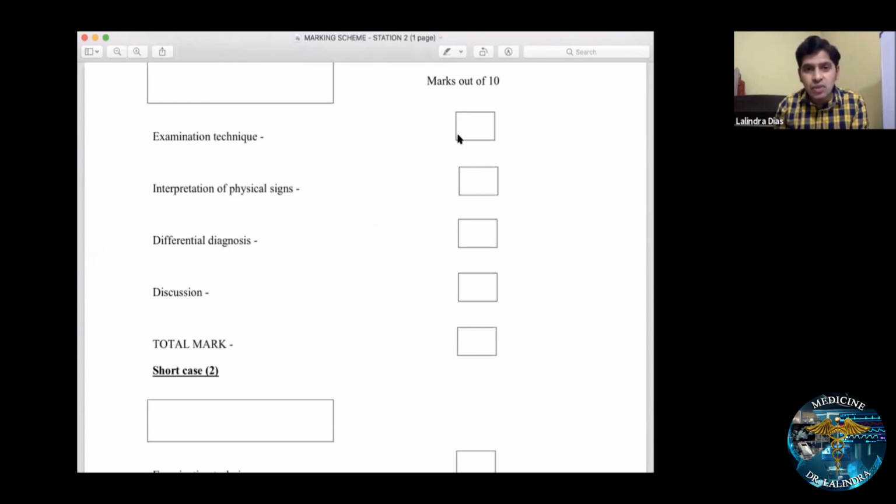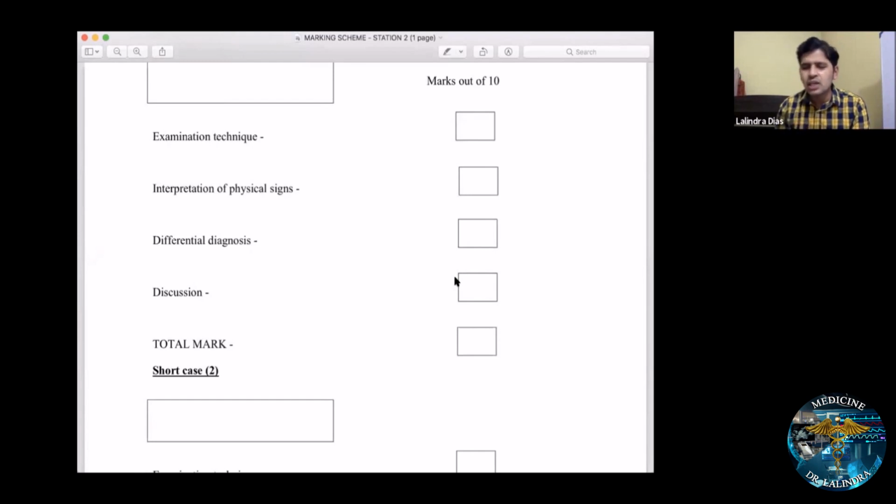These are not equal marks, guys. These 4 components do not have equal marks. Like examination technique, usually we multiply that by 5. Here we again multiply that by 5. And these two, we multiply that by 1.5, something like that. I can't exactly remember. But what I'm telling is, for examination technique, you get a huge mark.